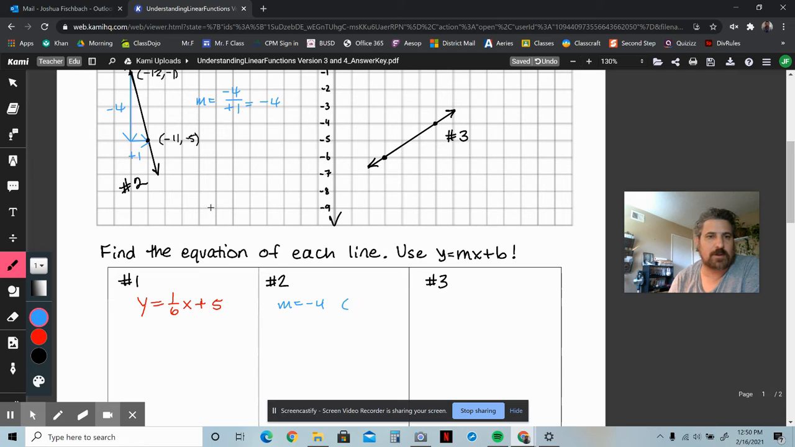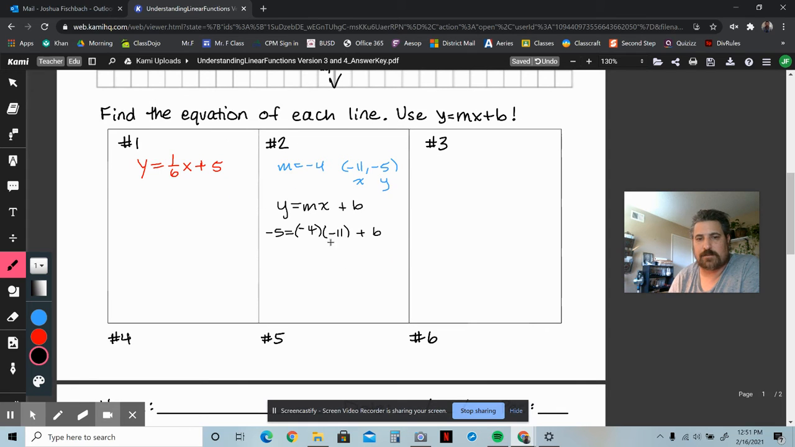And we know that the ordered pair that we're going to use, let's just use this one, (-11, -5). So we have this x value, this y value, and the slope right there. Once I know that, I can plug into y = mx + b and figure out what the y-intercept is. So y = mx + b. I have the m, -4. I have the x value of -11. And I have the y value of -5. So I just have to solve for b.